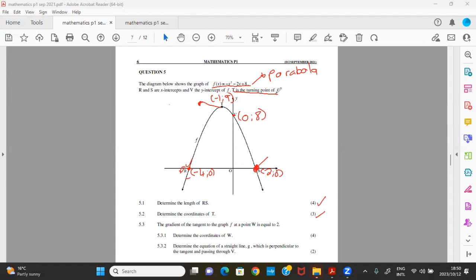As you can see, I don't have any point W here. So that point is not there, so we must visualize it in our brains. And also, what's a tangent? A tangent is a line that touches a graph at only one point. And since it's 2, let's say it's here now.